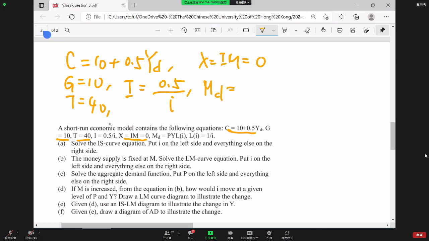MD equals PY times L, but L is 1 over i. So the money demand function is simply this. So this question is to give you a mathematical model, and so you have to try to give some mathematical solution for us.